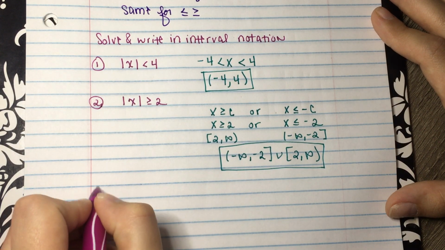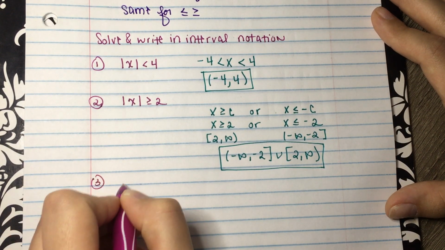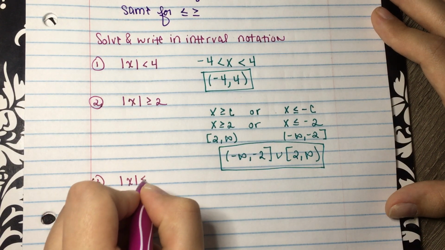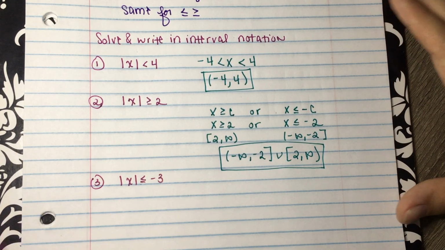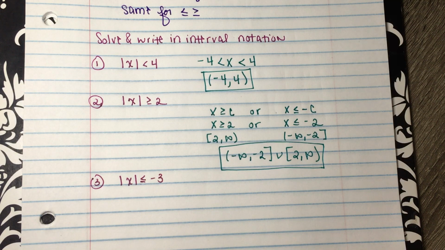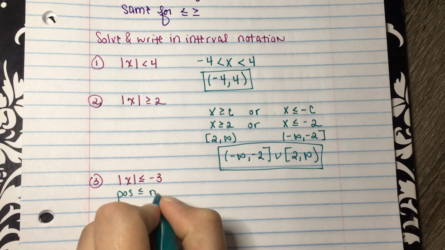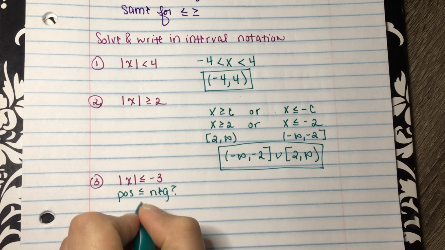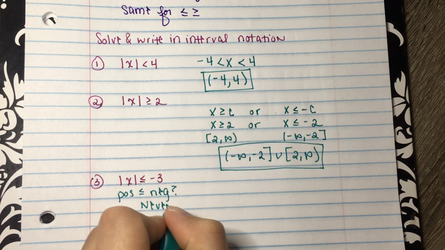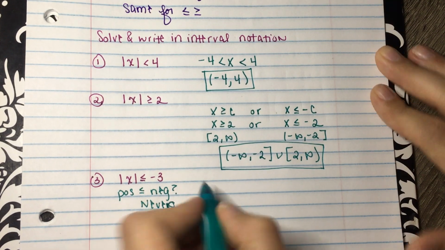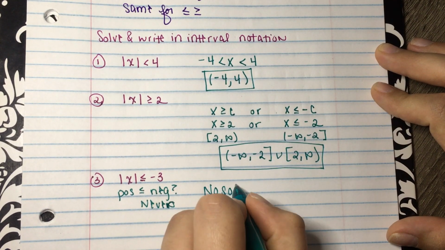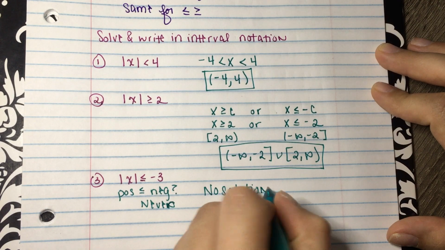3. All right, and we're going to have absolute value of x is less than or equal to -3. I'm going to ask you, this is a positive answer, because the absolute value sign makes it positive. So I'm saying, when is a positive less than or equal to a negative? That is a never. Which means that this is a no solution. That never happens.